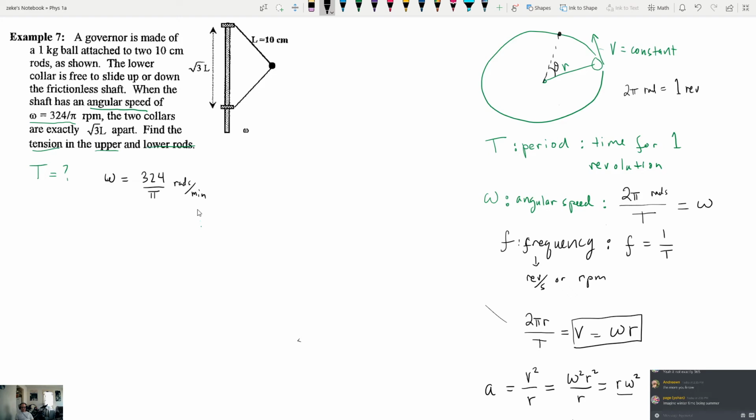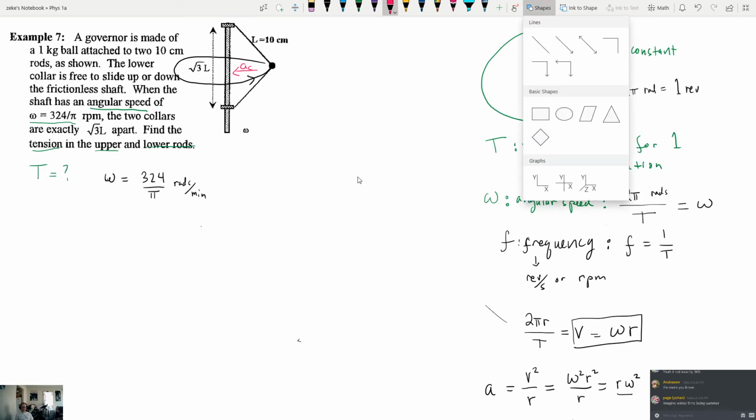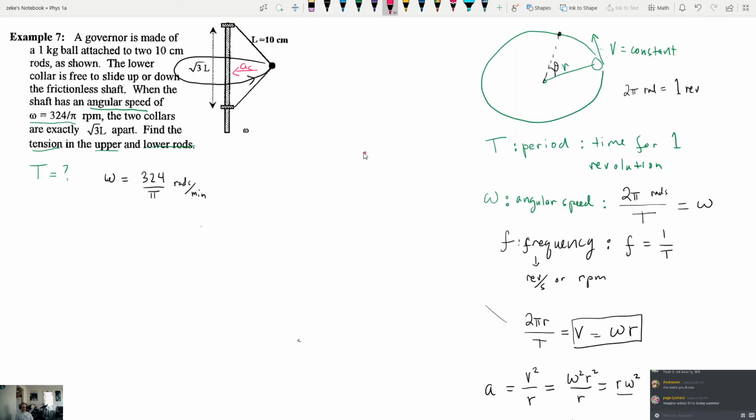Okay, so I think we have enough to solve this problem. Now, what we need to do first, let's go back to what we're doing. So here's our picture. This object is rotating in a circle, so it's going around in a circle like this. That means it's going to have a centripetal acceleration that's going to point towards the center. And in order to figure out the tension in these rods, we're going to have to draw a free body diagram. So let's do that, maybe right here.